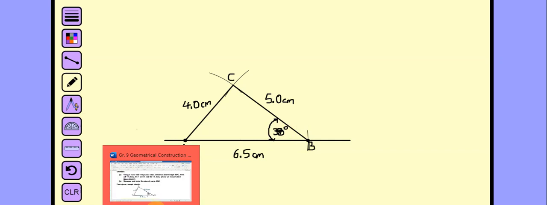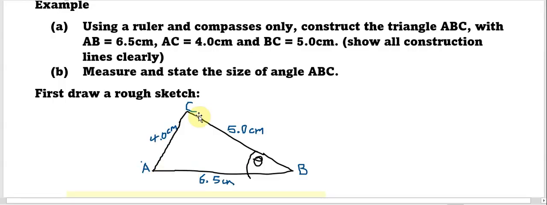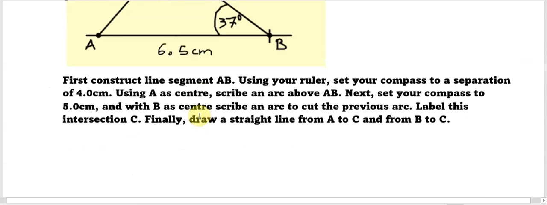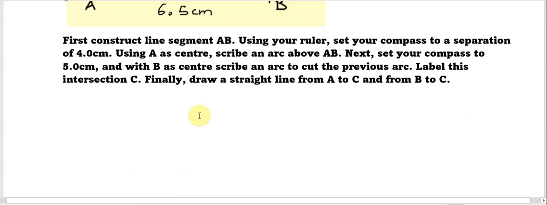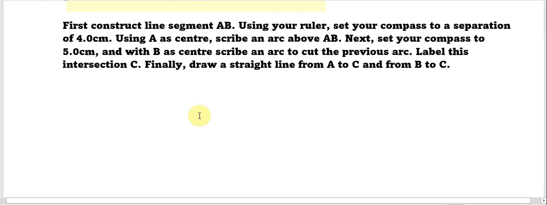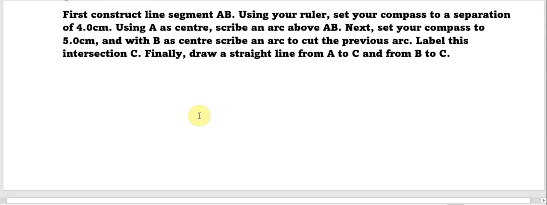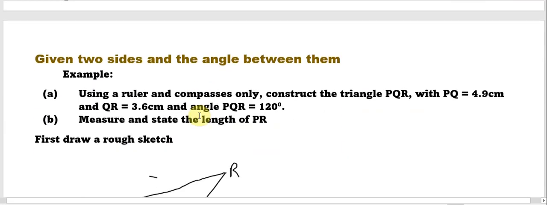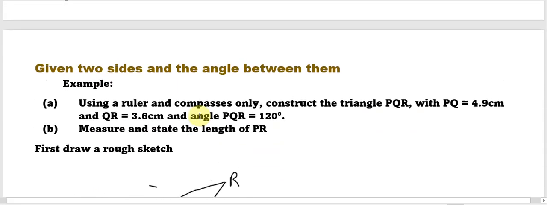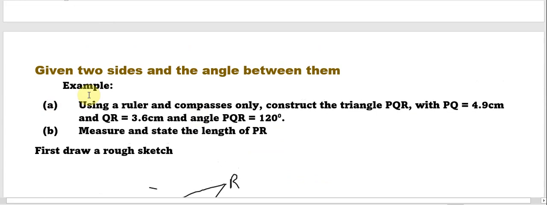Alright, so the next type of triangle that we're going to look at is the triangle. So here are the instructions to construct your triangle. So you can pause the video here and actually take off these instructions. Now the next type is given two sides and the angle between them. So here we have an example.